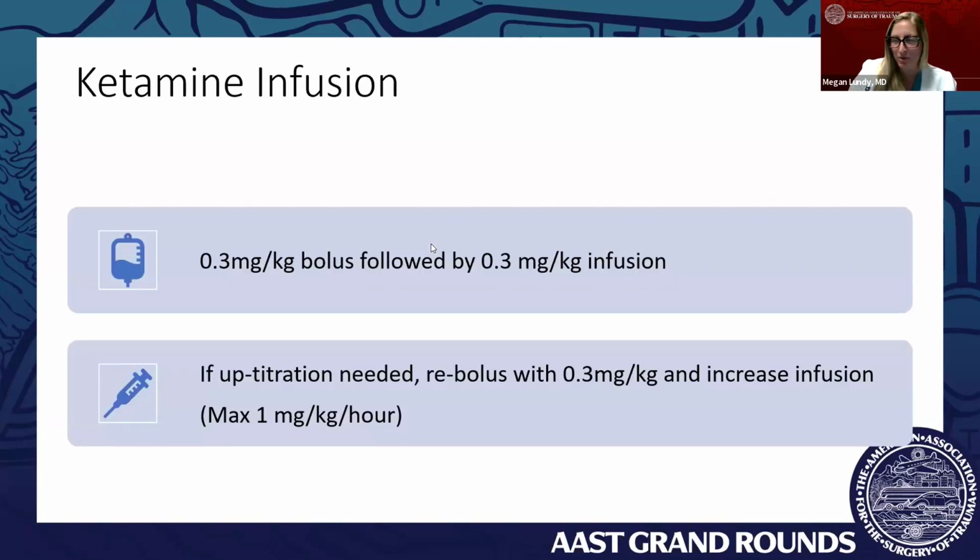Just as a sort of piggyback off of Dr. Byerly's talk, we actually don't have a protocol for this. And in the institution I'm in now, this has to be ordered by an APMS, or acute pain service. But in past experience, this is sort of how I've managed ketamine drips on my own.